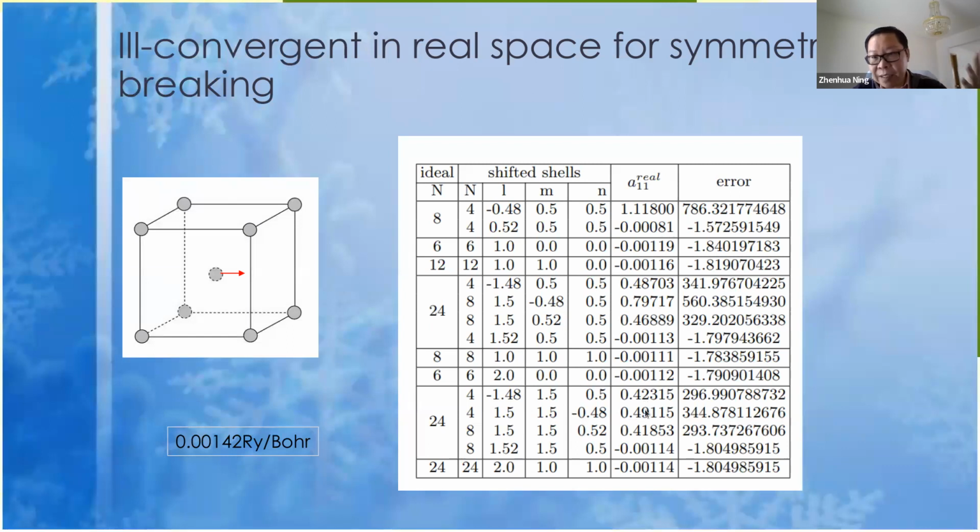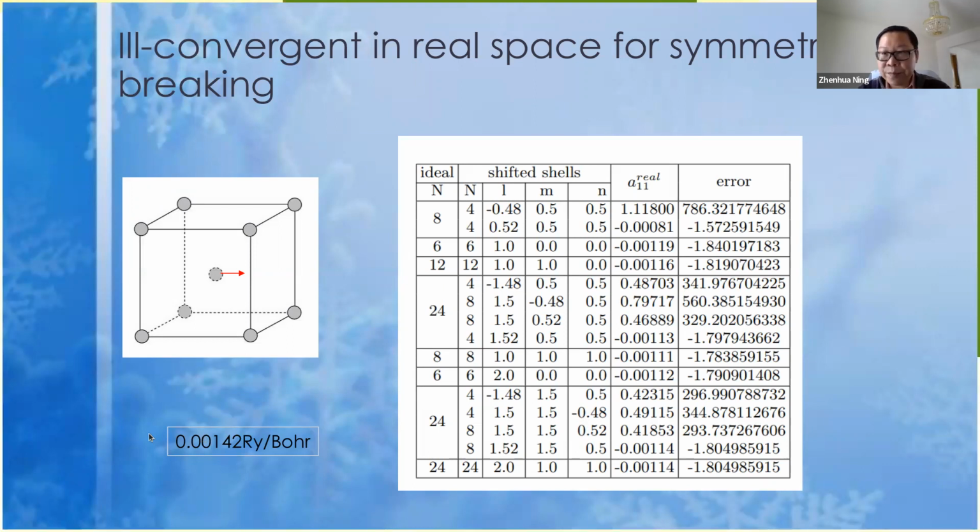So let's look at this column. We can say that if we pick a wrong cutoff, we can get a very wrong result for this A11 term, and the force is incorrect as well. And the converged result should be this one. This error is calculated relative to this converged result.